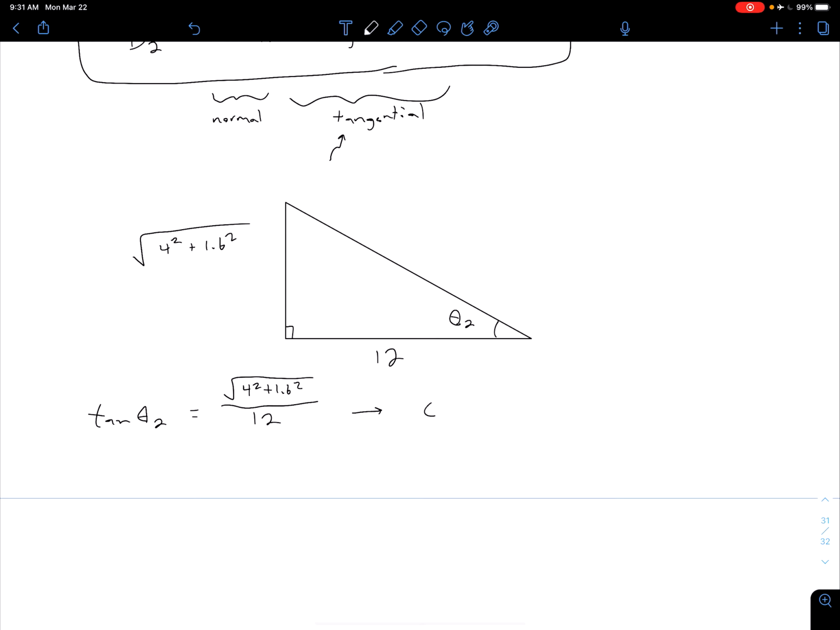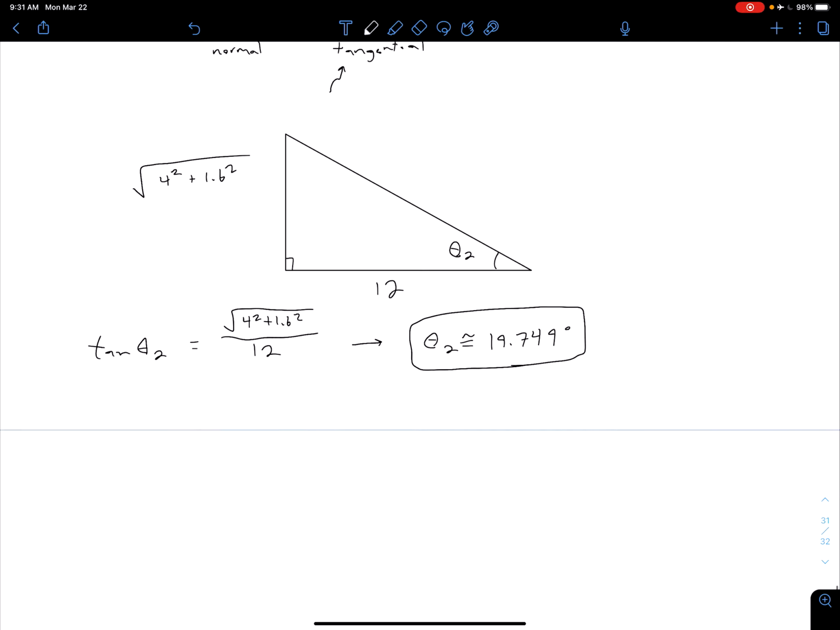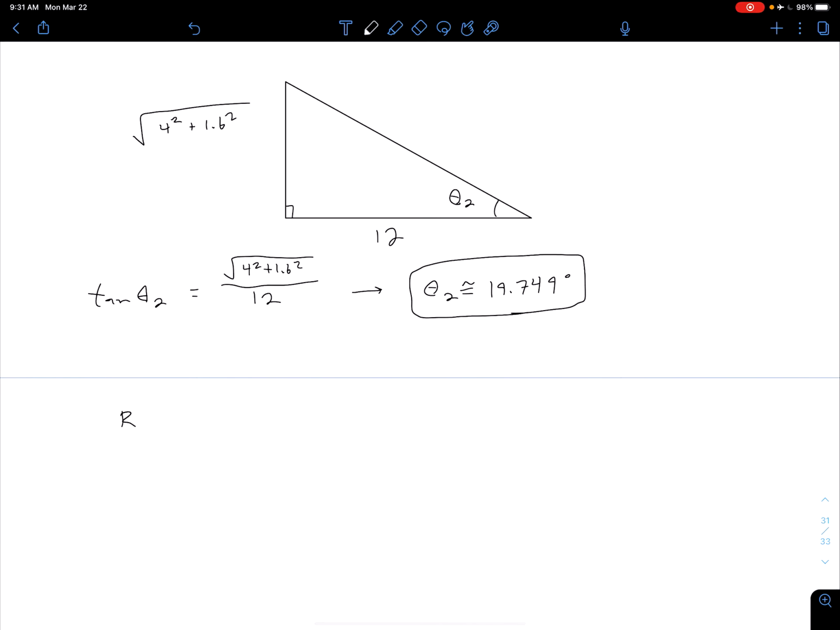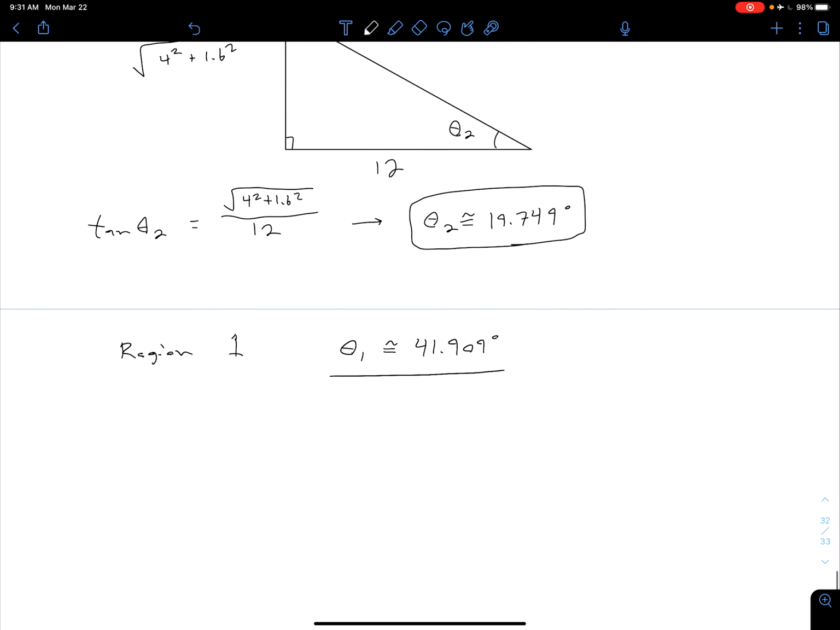And so if we solve that for theta 2, we get that it is approximately 19.749 degrees. So now we've answered everything that the problem asked for, but I want to take this a step further and just say we could do similar analysis. We could draw a triangle for region 1, and what we would find is that theta 1 is about 41.909 degrees.